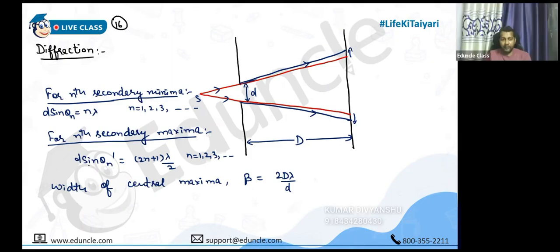And now, if you write sin theta from here, actually what you can do over here is, if you equate this yn by d to the value of sin theta, you will end up getting the distance of the nth secondary maxima or nth secondary minima from the central bright fringe. Okay. So yn by d will be n lambda by d for secondary minima. Let me write.